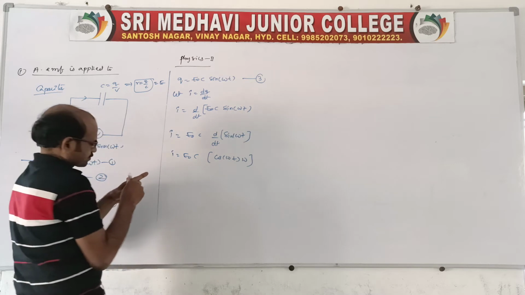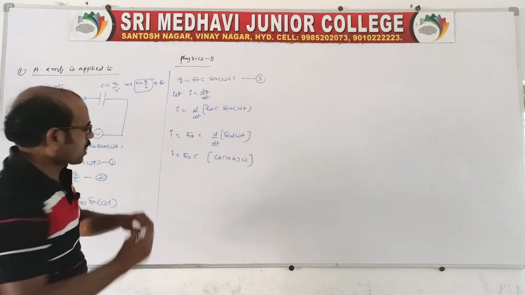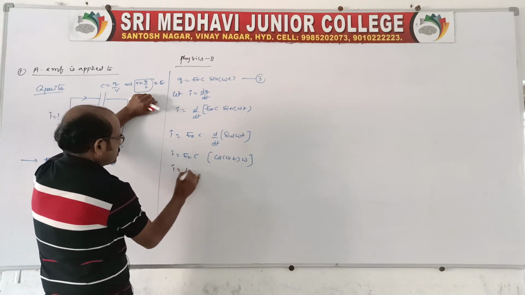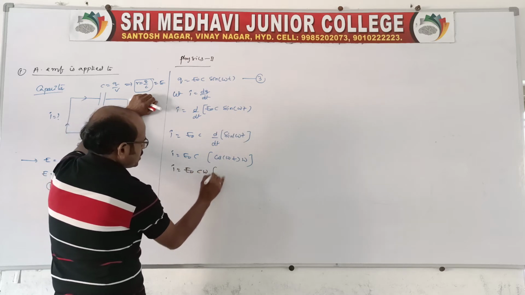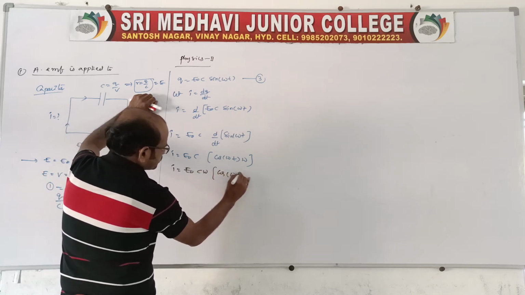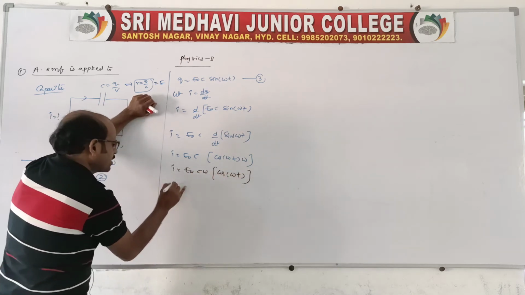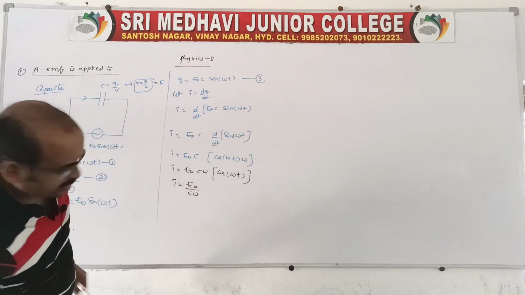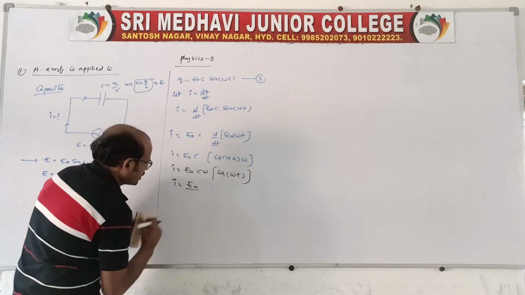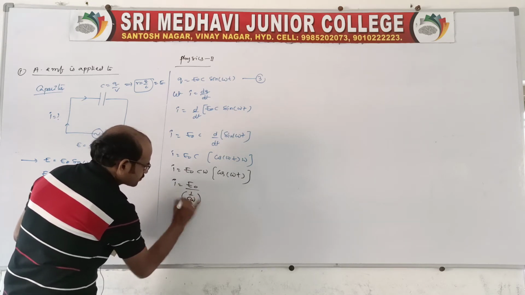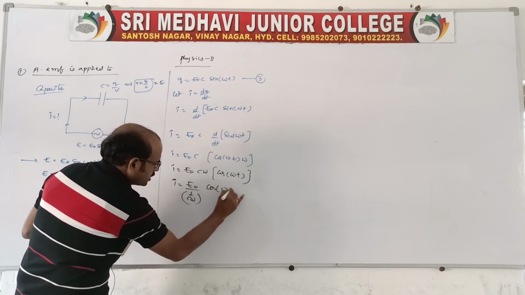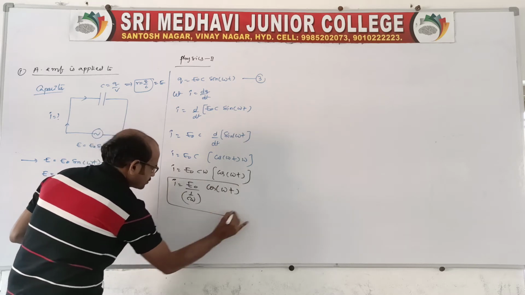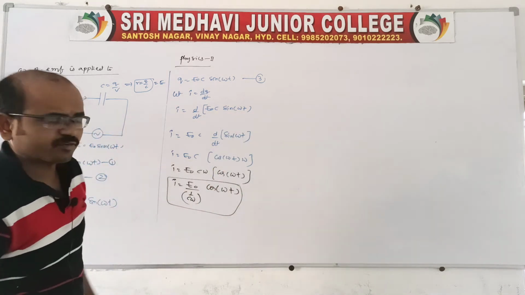So from this, I is equal to E naught C omega cos omega t. Clear? Now I is equal to E naught by 1 by C omega. It is not C omega, we can write it like this: 1 by C omega. It is again in terms of cos. Clear? Again it is in the form of a cos.